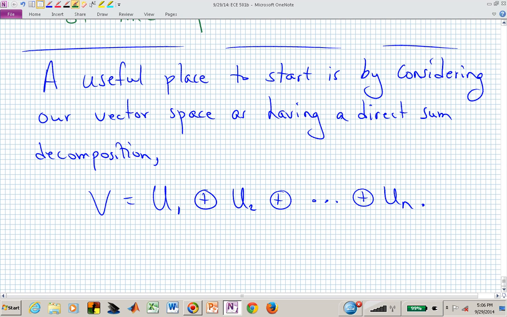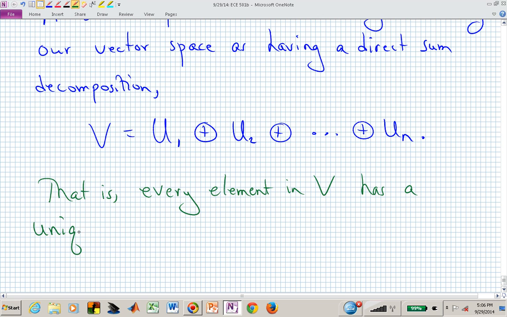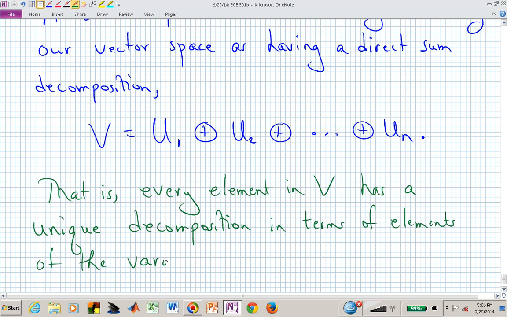So let's now just write that down. That is, every element in our vector space V has a unique decomposition in terms of elements of the various subspaces.